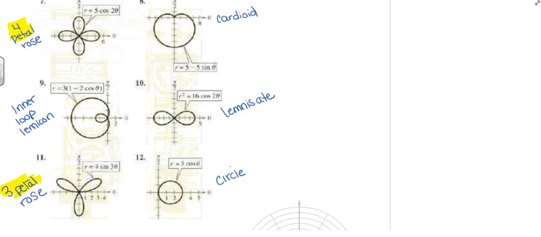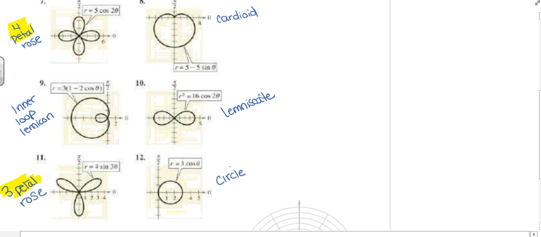All right, let's see how what you got matches up with what I got. For number 7, I got the 4-petal rose. And notice that when you name a rose, we always specify the number of petals. Number 8 was the heart-shaped cardioid. 9 was the inner loop lemniscate. 10 was the lemniscate. Oh, and I forgot my C in there. 11, the 3-petal rose. And number 12, a circle.